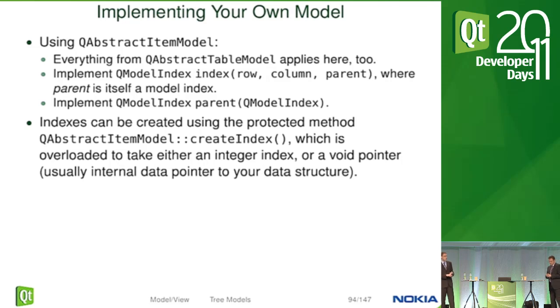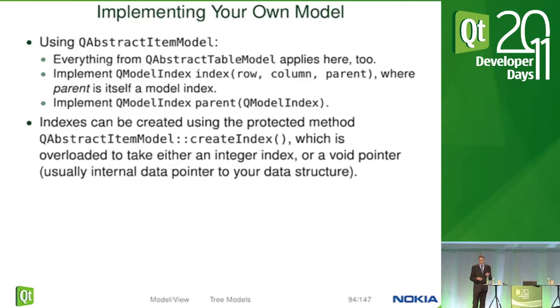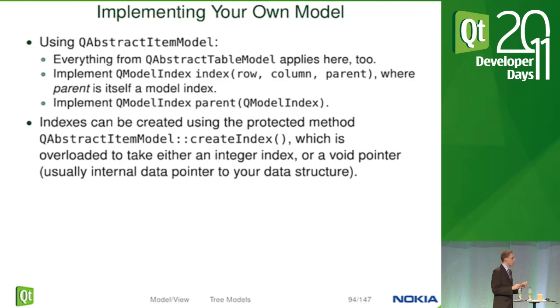And that is index and parent. Index, we saw that earlier in the examples on how we actually get a model index. That's a method that gives us a model index valid for this specific model. We pass in the row and column index and the parent. So just by cascading those, we can get a QModelIndex instance for every cell in the model, and then we can call data and so on with that. So that's for navigating down the tree.